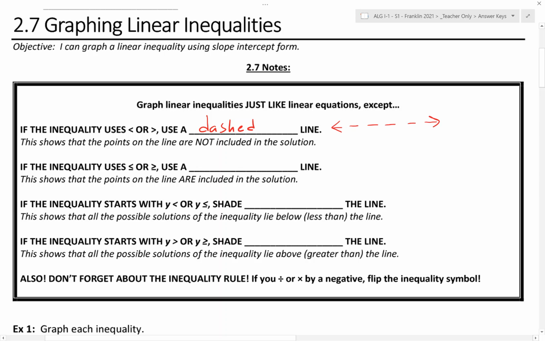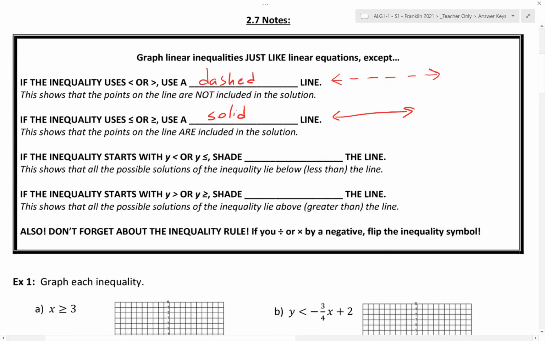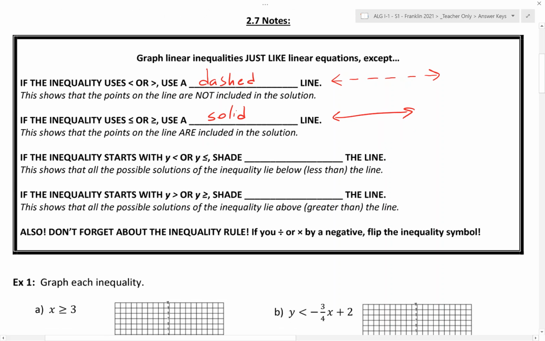Now if the inequality has the equal to bar, so less than or equal to or greater than or equal to, we're going to use a solid line for that. So it'll just look like a normal line. And this is to show that these points are included in the solution, so it's kind of like the closed-in circle on the one-dimensional number line. So that's the type of line.